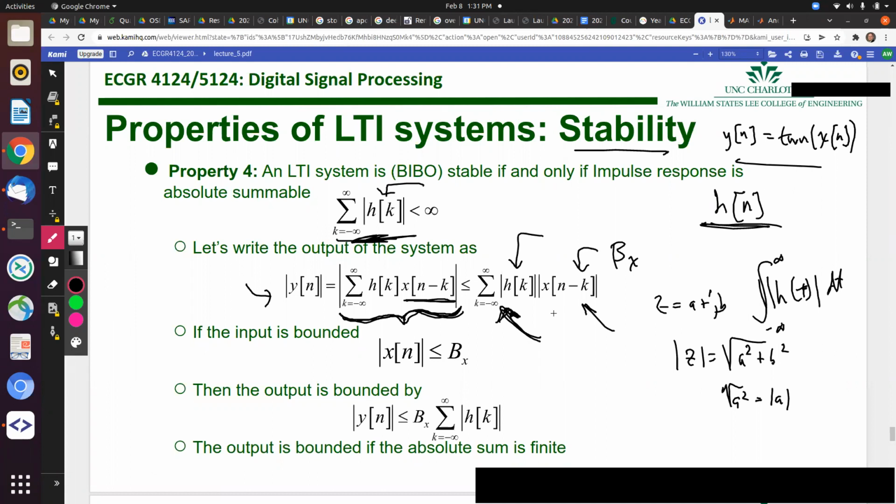So if X is bounded, that means that the magnitude of X is less than this. So then we can take it out of this sum because it's a constant and it shows up in the front here. Then we just have to focus on whether this is bounded. That's the mathematical proof. I think you were asking about that, right? Does that make sense?